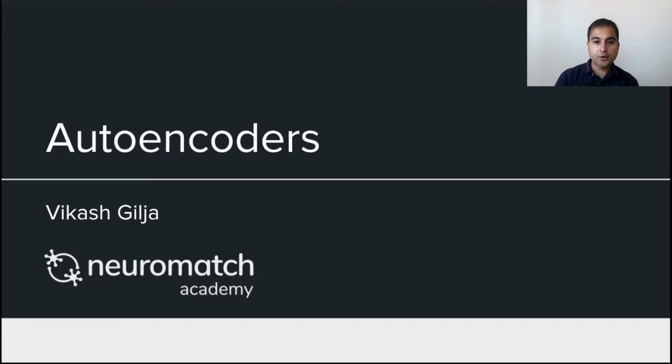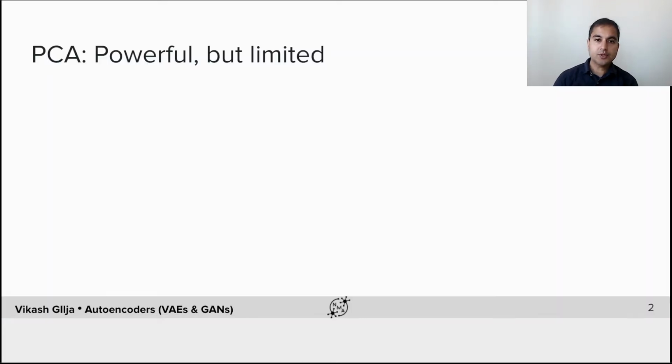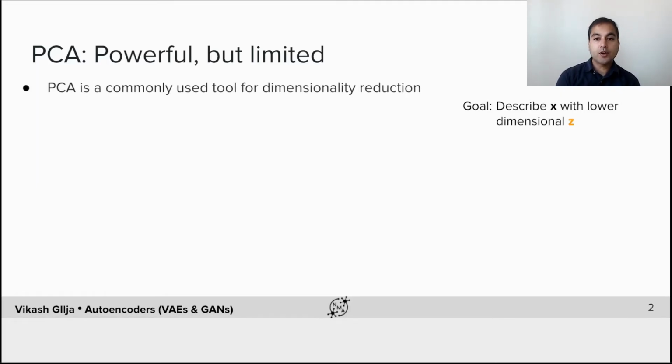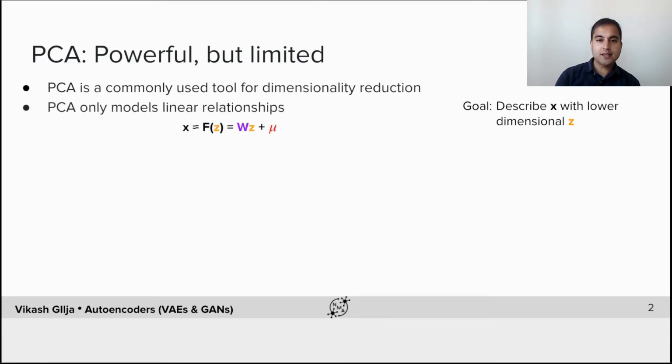So to motivate autoencoders, let's return to PCA. PCA is often used for dimensionality reduction, where the goal is to describe our data X with a lower dimensional representation Z. One limitation is that PCA can only model linear relationships. We can see this based on the way the latent variables are mapped to the data. We have a matrix multiplication, W times Z, plus an offset vector, mu.